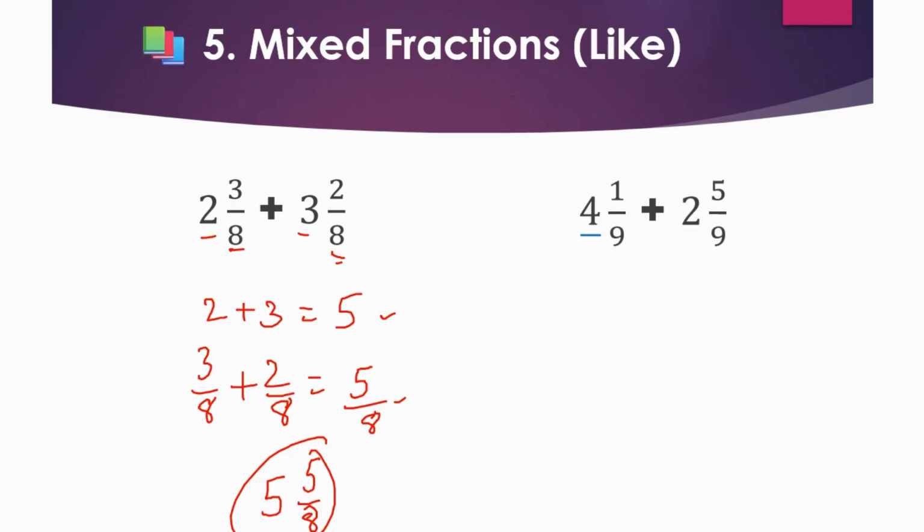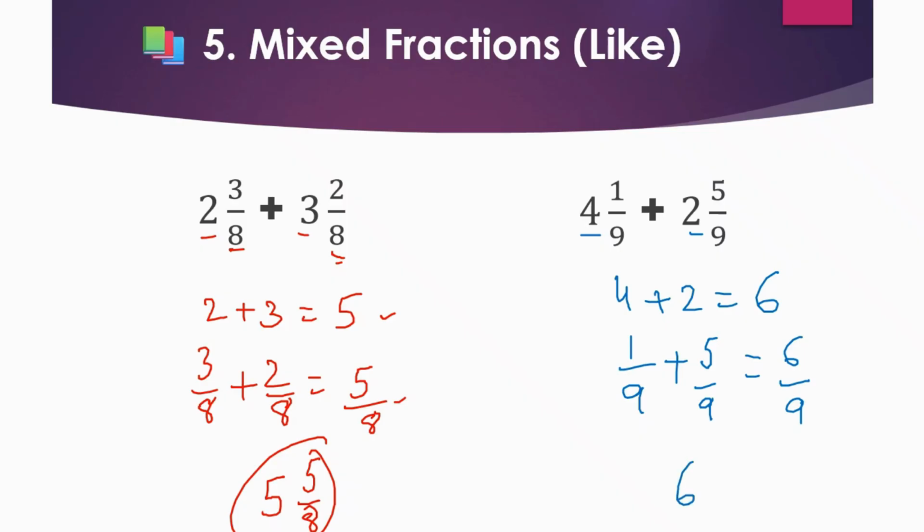In the next part, let's add the whole numbers. 4 plus 2 is 6. Now add the fractions. 1 by 9 plus 5 by 9. So this gives you 6 by 9. Now combining the whole part and the fraction, it gives you 6 and 6 by 9.